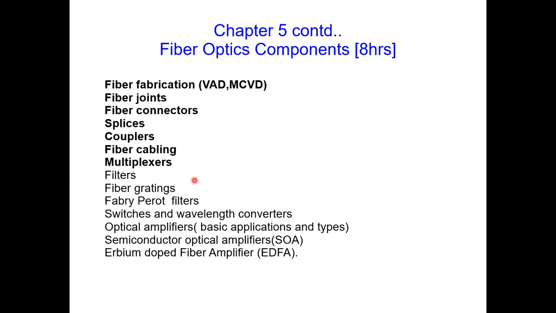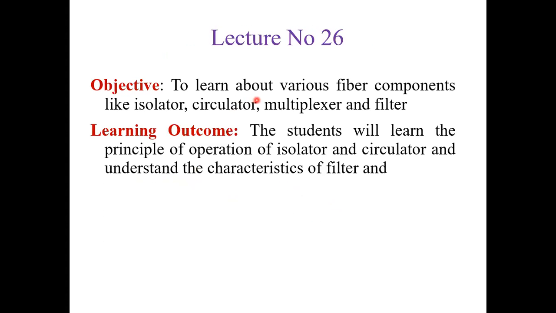module 5. So the objective of today's lecture is we will be learning about various fiber components like isolator, circulator, multiplexer, and fiber filter. Okay, so isolator, circulator, you will be studying in your microwave also. We have isolators and circulators in the lab. Okay, but for fiber lab, we don't have isolators and circulators.